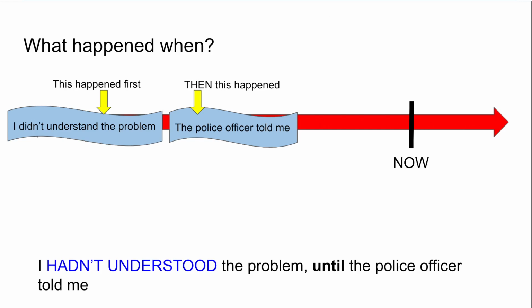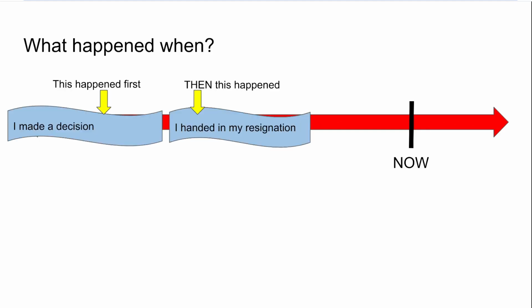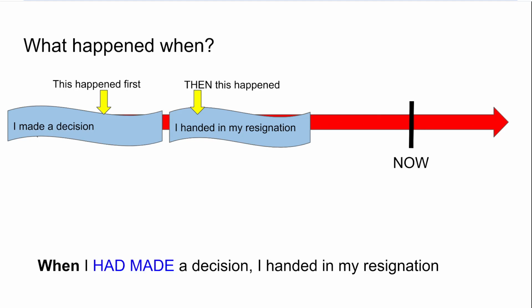Okay, let's have one more example. I made a decision. I handed in my resignation. So again, let's think which one happened first and which one happened second. Okay, so I made a decision first, then I handed in my resignation. So we need our subordinator. So when I had made the decision, I handed in my resignation.